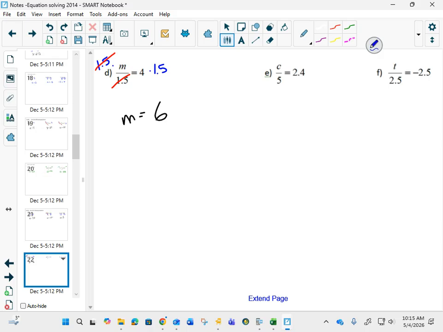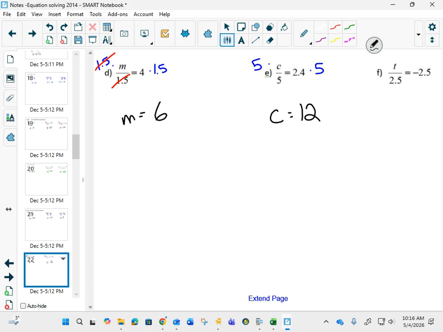Second one. Opposite of dividing by 5? Nathan? Multiplying by 5. So we multiply this side by 5, and we multiply this side by 5. That would leave you just because you did the opposite, so you're just left with C. And then you go to your calculator. What is 2.4 times by 5? 12. There we go.